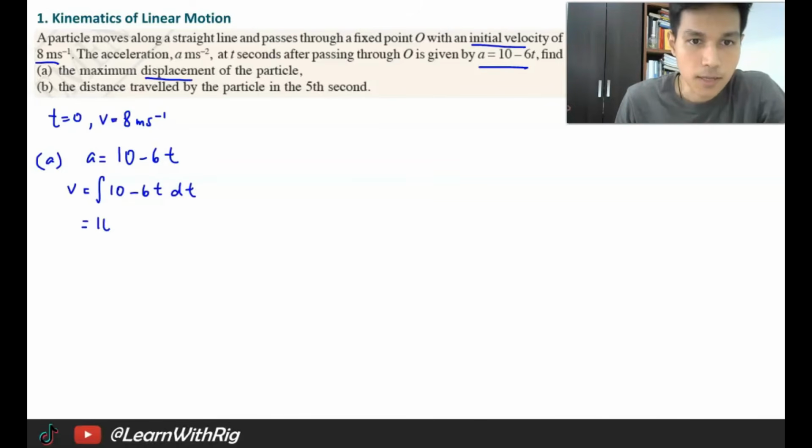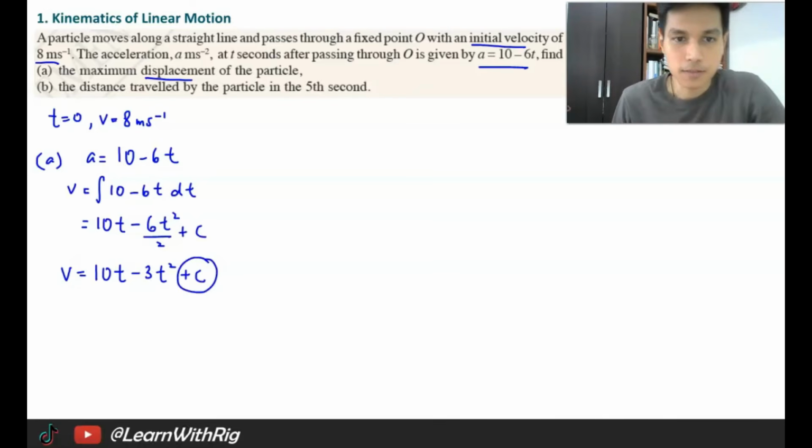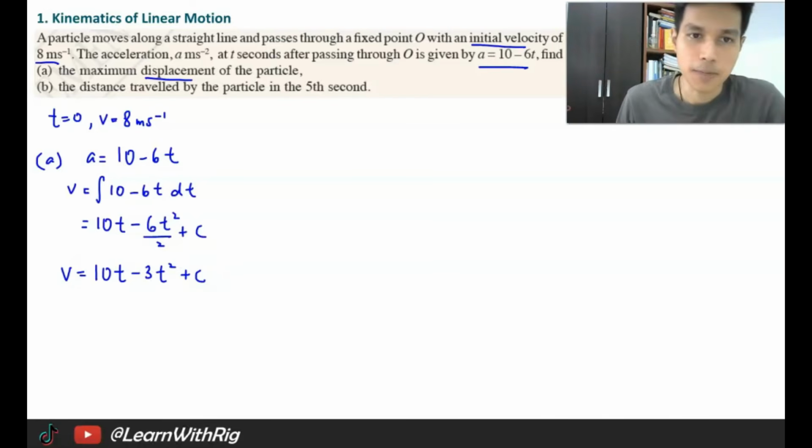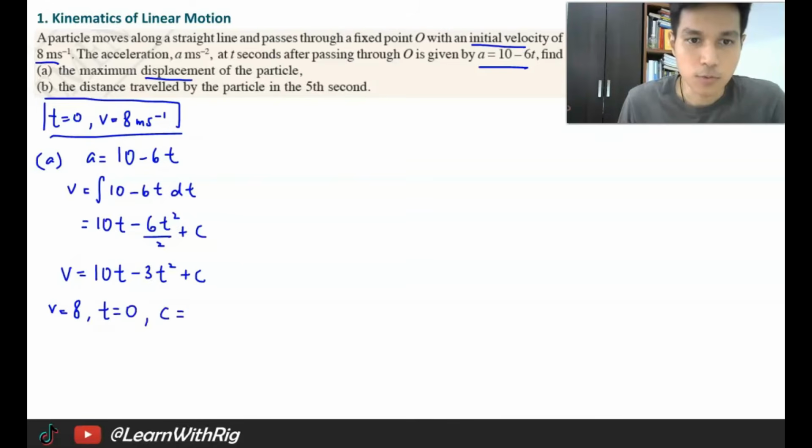So you get 10t minus 6t square over 2. So v equals 10t minus 3t square, and then, oh sorry, wait, plus c. I also forgot plus c. So you got a plus c here, correct? How are you going to find the plus c? That is when you use this. When v equals 8 and t equals 0, you will find that your c value equals 8.